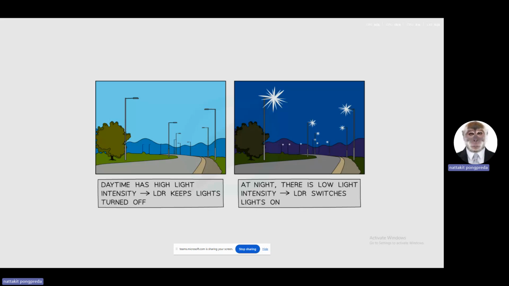This is an example that you can see of a street lamp. During daytime, the light intensity is very high and the LDR keeps the lights turned off. But at night, there is low light intensity and the LDR switches the lights on.